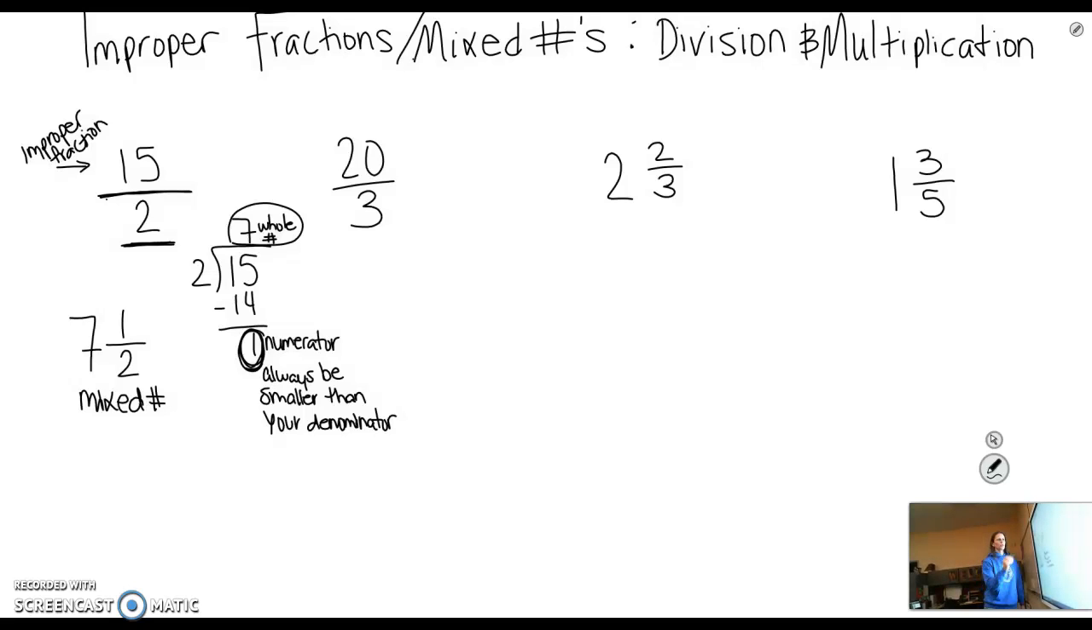So our next one is 20 thirds, 20 divided by 3. I want you to pause here and solve this one, and then push play and check your work. So pause and solve, and then push play.